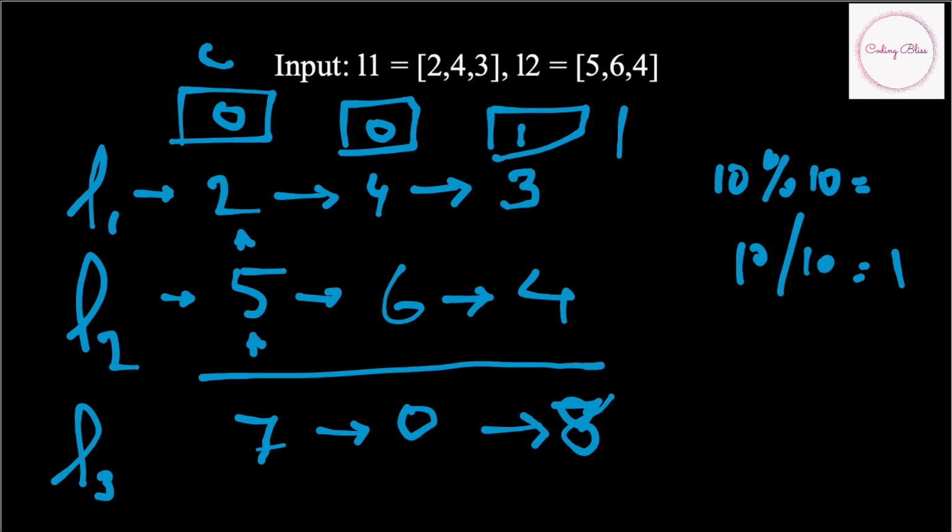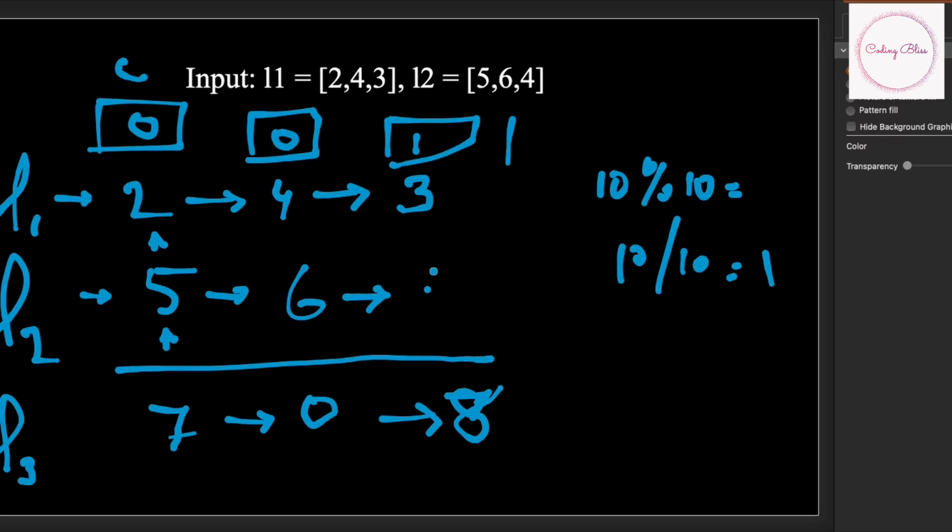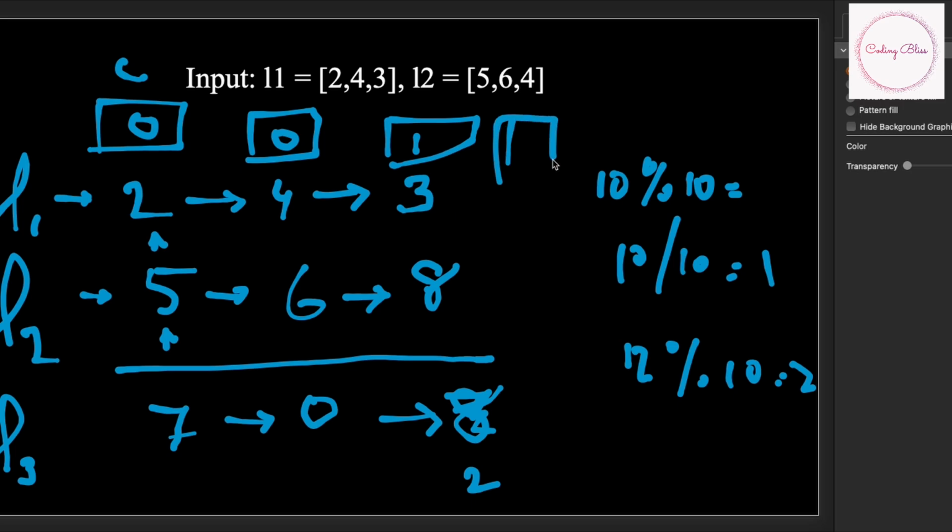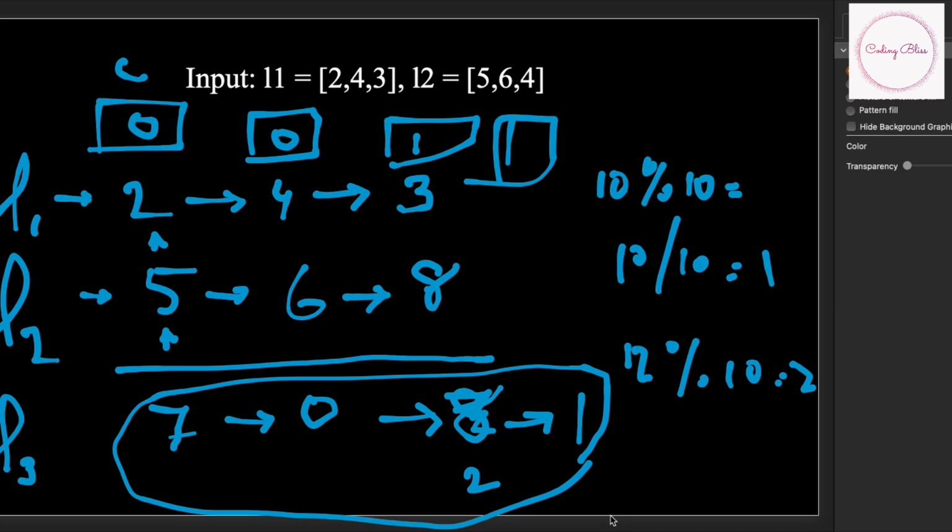Now let's take another case. Assume this was maybe 8. Then what would have happened here is this would have been 1 plus 3 plus 8, that is 12. So 12 mod 10 would have given us 2, and then we would have had a carry bit of 1 sitting here. Now this means that there is one more data point available. So if there is a carry left over, we will insert that as the next node, and this will be our final linked list. I hope this is clear.